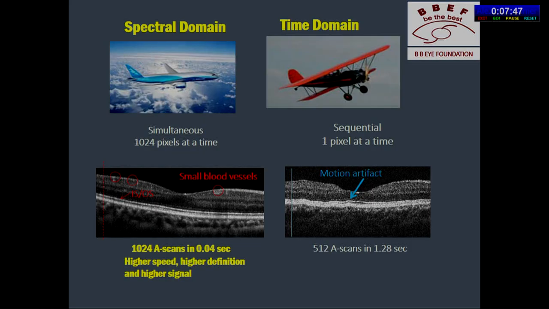Some of the older machines, the time domain, are sequential, one pixel at a time. There is some fallacy with being very slow, where we can see motion artifacts. And it gives 512 A scans in 1.28 seconds. And now the newer one, the spectral domain, is simultaneous, 1024 pixels at a time, where you can see the small vessels also.